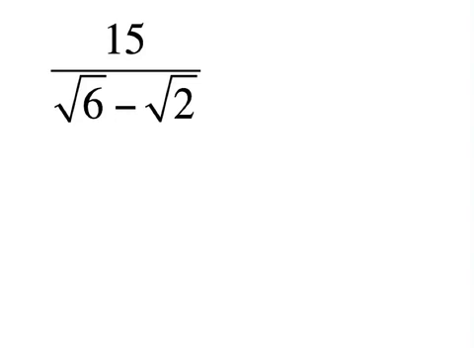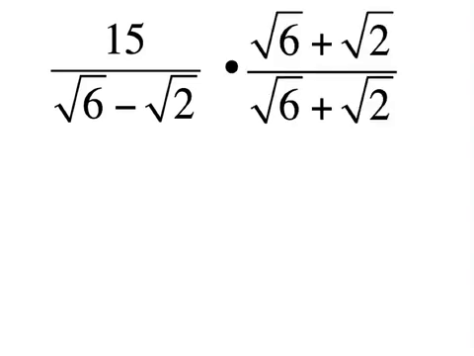Here's a fraction. The numerator is simple, 15, but the denominator is not simple at all. Root 6 take away root 2. It has radicals in the denominator, and it in fact has two of them, separated by a subtraction symbol. I'm going to multiply this fraction by 1, but I'm not going to write 1. I'm going to write root 6 plus root 2 over itself.